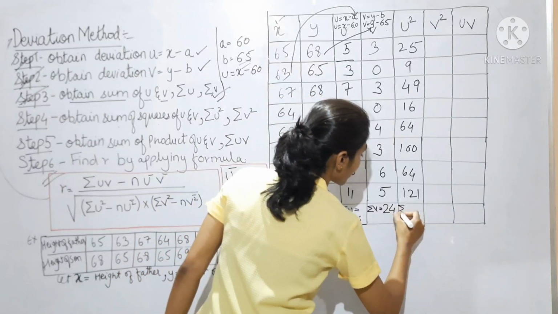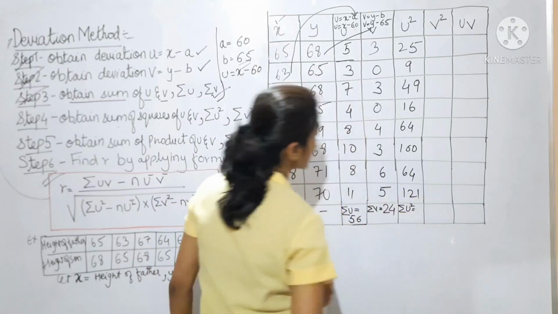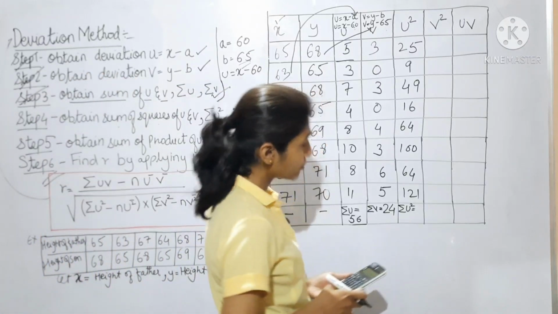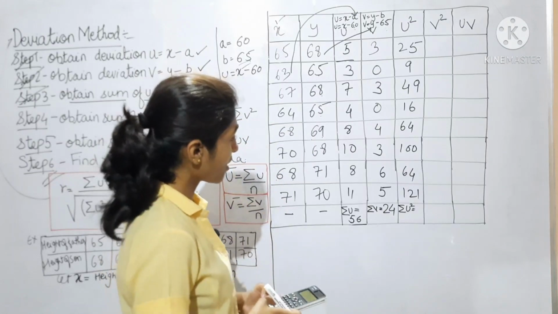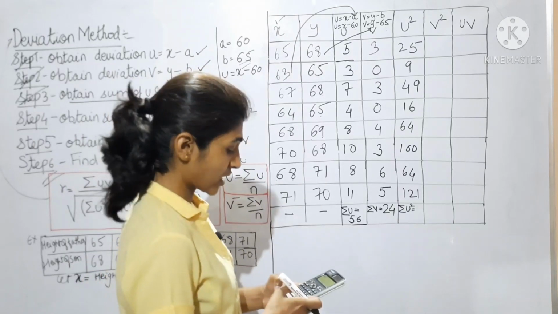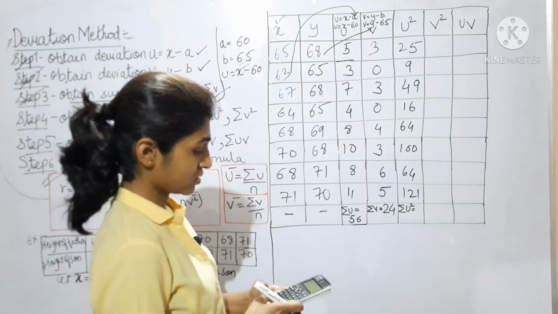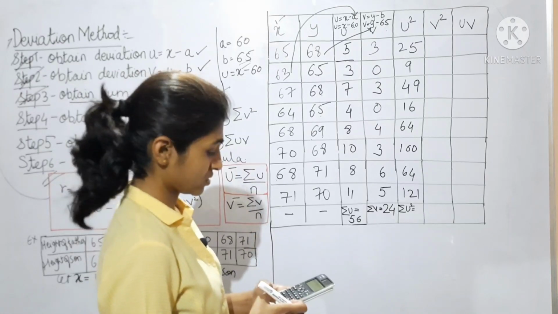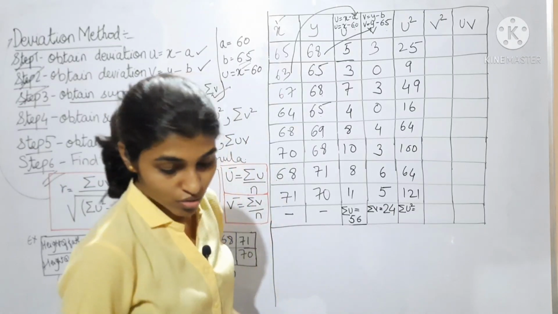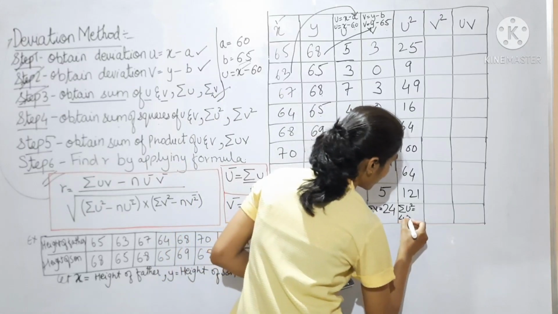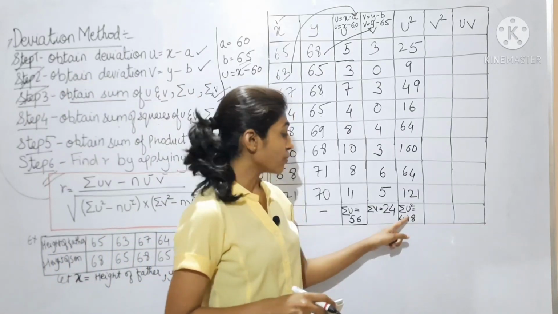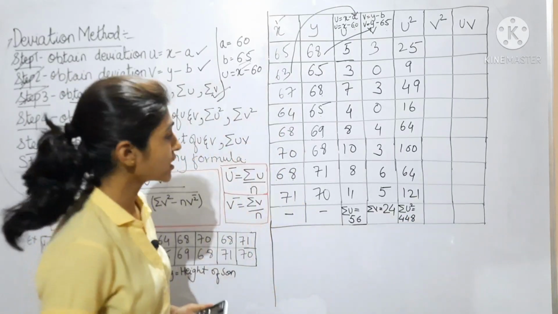So summation of u square is equals to, add 25 plus 9 plus 49 plus 16 plus 64, 100, 64 and 121. So I am getting 448. Check whether you are getting 448 as summation of u square. Tell your answer in the live chat box.